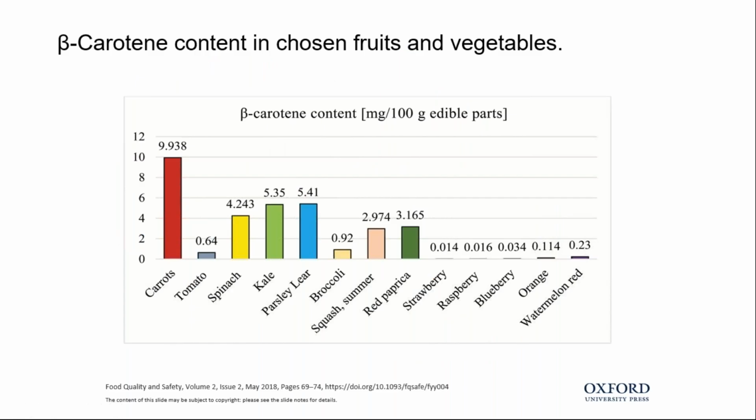So beta carotene content in different fruits and vegetables. Carrot contains the highest. You see spinach and kale, although they look green, have a large amount of beta carotene, as well as the broccoli and different vegetables and fruits have got the beta carotene content.